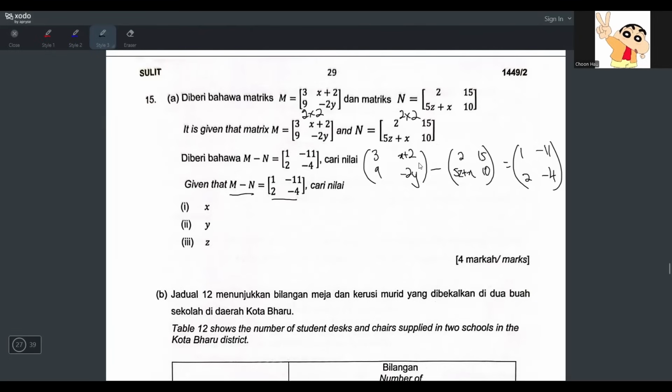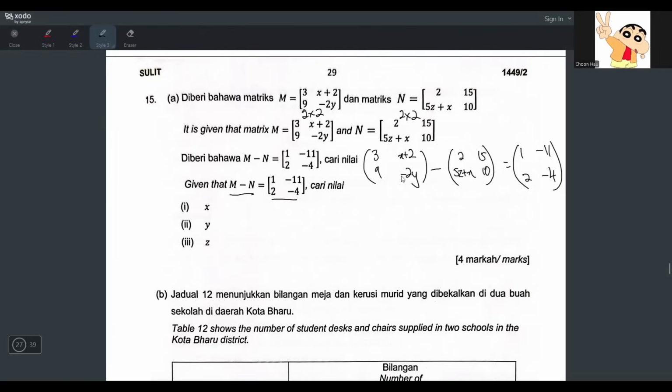Alright, when you do addition or subtraction for matrix, you have to make sure the order of matrix is the same. Ya, bila you buat tambah tolak untuk matrix, you kena make sure dia punya number of row, number of column kena exactly same. Dia tak boleh 2 row 2 column minus 2 row 1 column. Cannot. It has to be exactly same. That's why you see this one is 2 row 2 column, this one also 2 row 2 column, this one also 2 row 2 column.